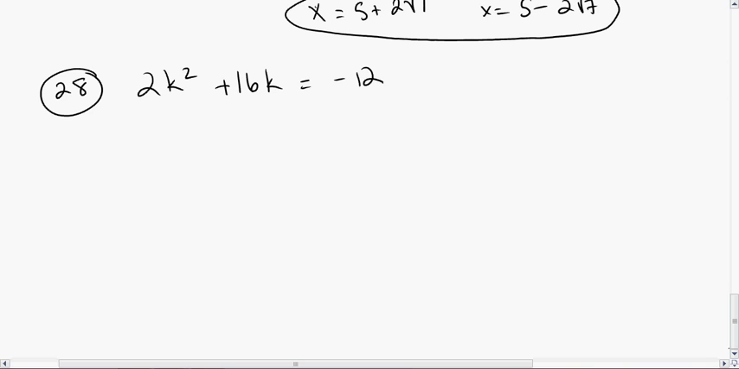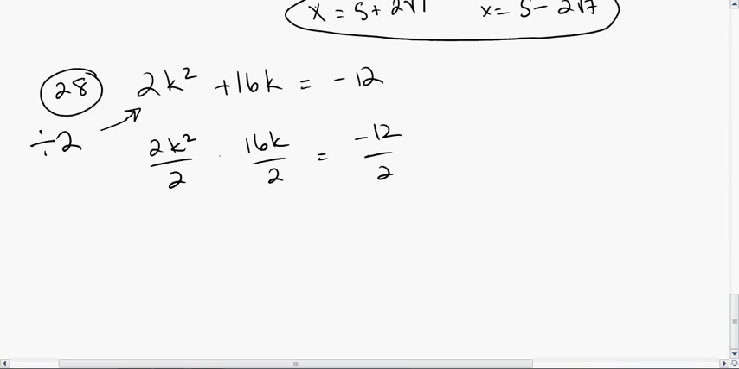So still I have this 2 being multiplied by k squared. I really can't have anything but a 1 there, so I'm going to have to divide through the entire equation by 2. If I divide every term by 2, so 2k squared divided by 2, 16k divided by 2, and negative 12 divided by 2, I'll end up with k squared, right? My 2s are going to cancel, plus 8k, right? 2 goes into 16 8 times, equaling negative 6. 2 goes into negative 12 negative 6 times.